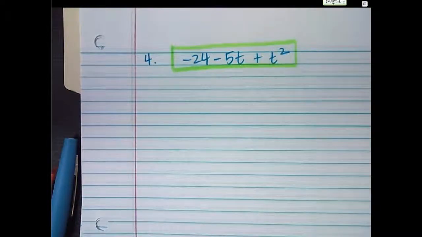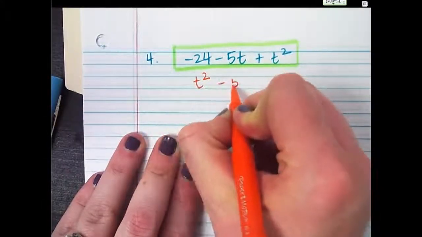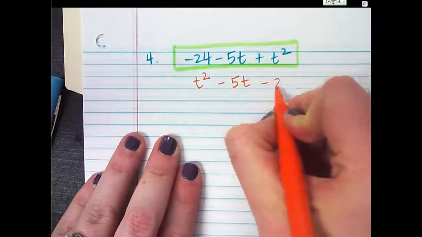What should we do first on this one? Any ideas? Yeah, put it in order. So start with the highest exponent. So let's rewrite this. T squared minus 5t minus 24.